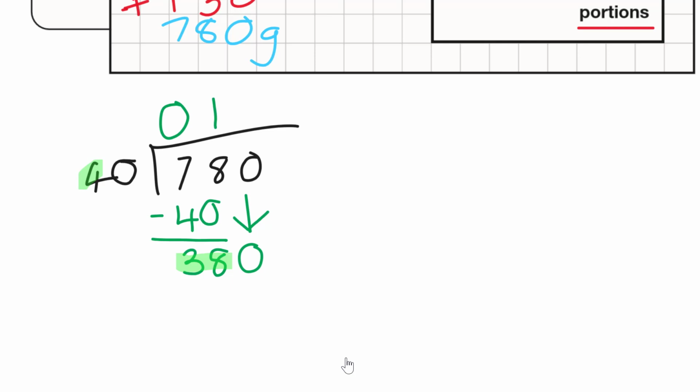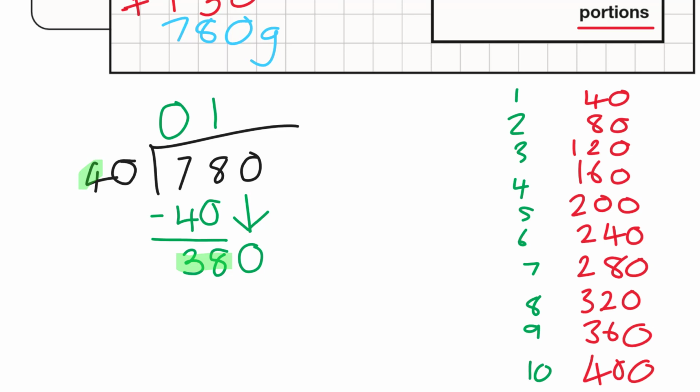So I'm using known facts. I'll just quickly jot down the 40 times table because I will show you how it really helps. So 380, if I go down my list here, 360 is the highest I can go. 400 is too much, so it's 9. So I would be saying it fits in 9 times. Then I prove it. 9 times 40 is 360, and I write that underneath. Then I subtract that, and that is going to be 20, and that's my remainder. So it's 19, remainder 20.